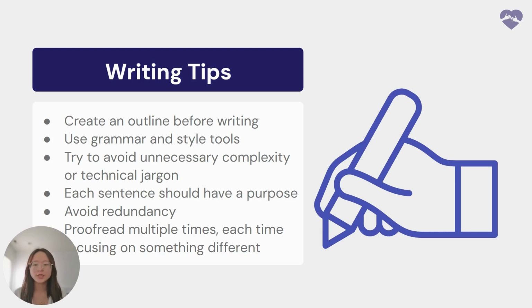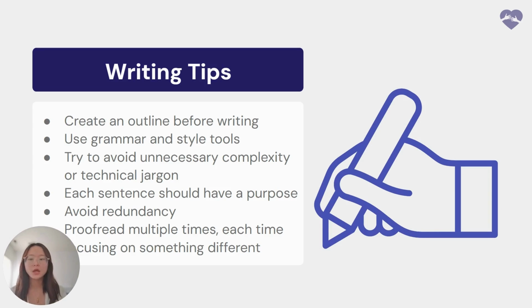Fourth, revise and edit. Writing is a process and revisions are important. Proofread your paper multiple times, but focus on different aspects each time. For example, on one read-through, you can focus on grammar, on another clarity, and on another structure. While tools like Grammarly are helpful, manual review is key to making sure there's context-specific clarity and coherence in your writing.